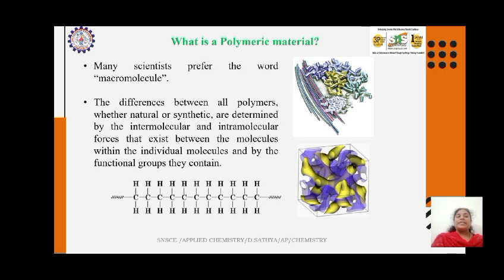Many scientists prepared the word macromolecule. So what is meant by macromolecule? The differences between all polymers, whether natural or synthetic, are determined by the intermolecular and intramolecular forces. That means the differences in the forces that exist between the molecules, within the individual molecules, and by the functional groups they contain.